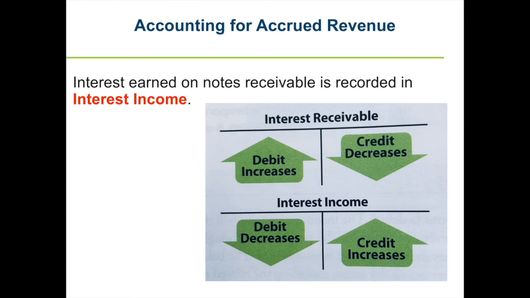Interest earned on notes receivable is recorded in interest income. Remember, interest receivable is an asset, thus the word receivable. Therefore, it has a normal debit balance. It will increase on the debit side and decrease on the credit side. Interest income is the other source of income. It's not your main source, but it's another source of income. Your income or revenue is under the revenue classification. Therefore, it has a normal credit balance. It will increase on the credit side and decrease on the opposite side.